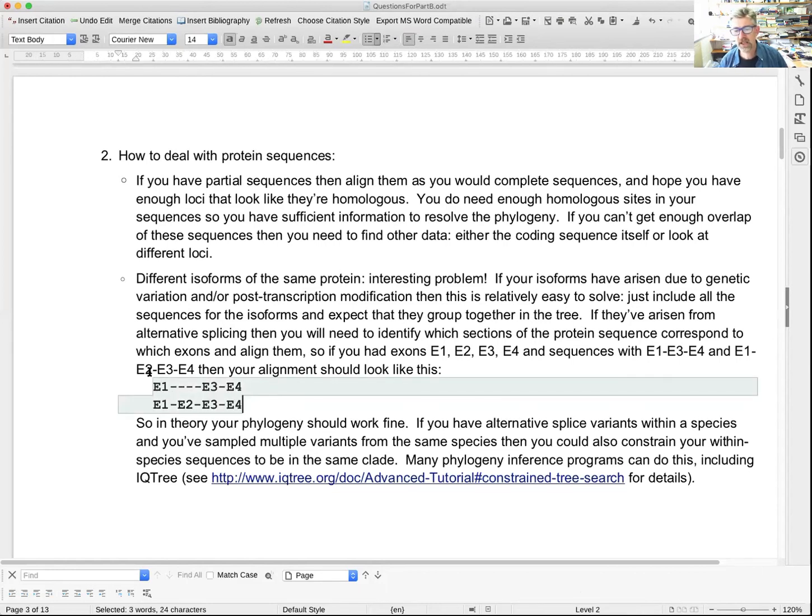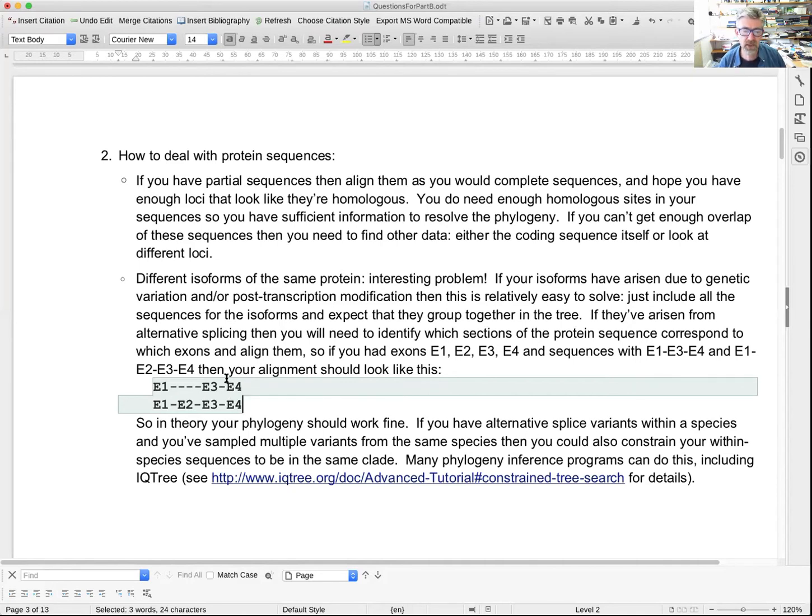Suppose you've got, say, exons E1 to E4 and a couple of sequences. There'd be protein sequences with E1, E3, E4, and then E1, E2, E3, E4. Clearly, you're missing E2 from the first sequence, and you would expect your alignment to find the homologous exon product of the exons, the amino acid subsequences, lining up in that way.